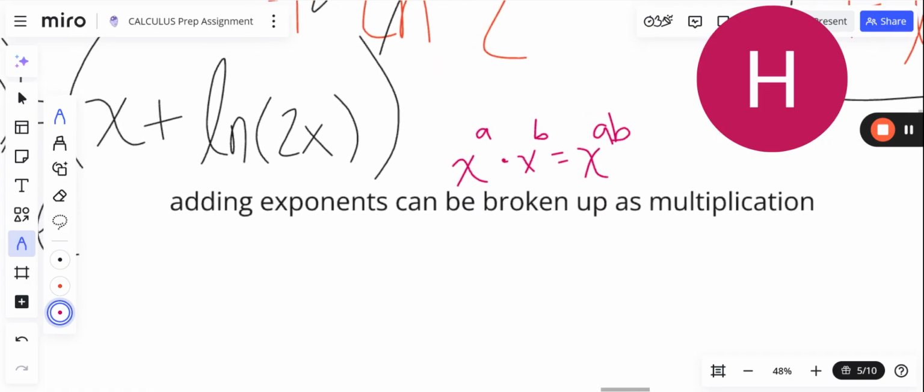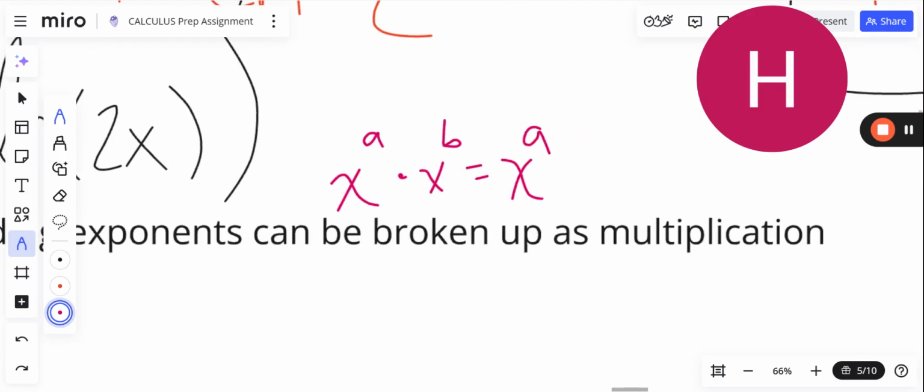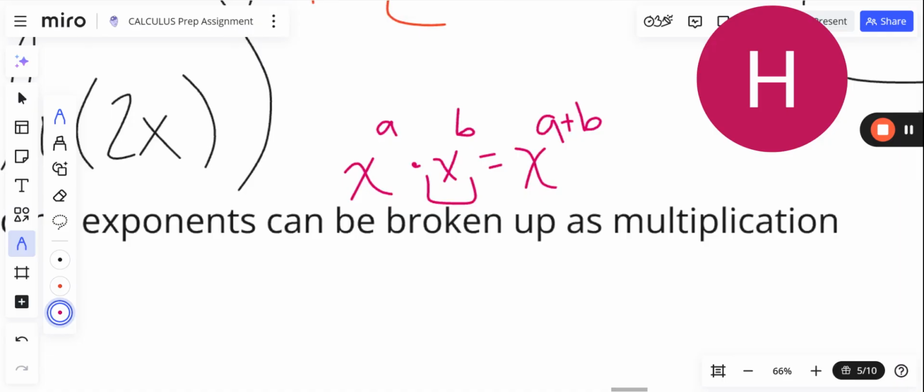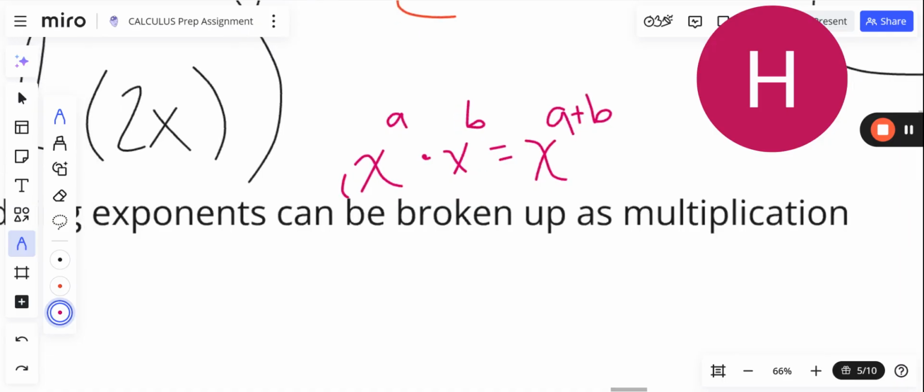And this is because x to the a power means I have a copies of x. X to the b power means I have b copies. Oh, whoops, I wrote this expression incorrectly. A plus b. X to the b means I have b copies. And therefore, if I combine these all together, I have a copies and b copies. Therefore, I have a plus b copies.